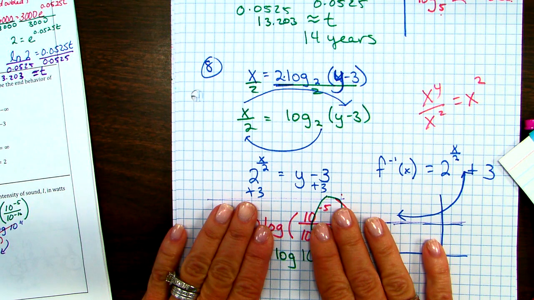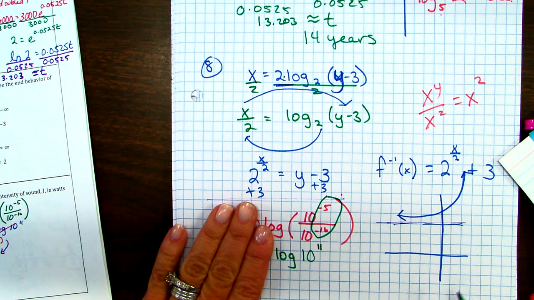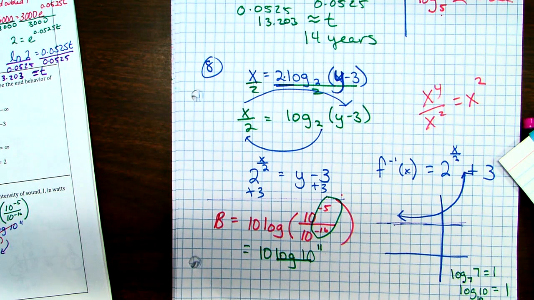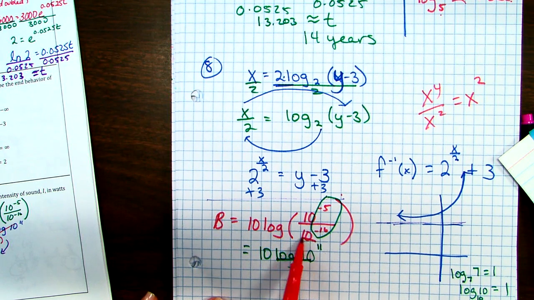Don't forget the easy stuff. Remember, if you have the same base and the same number, it equals 1. And log 10 is base 10, right, when you don't see a power there. So this right here equals 1. And the 11 is a power. You can bring it down to the front.